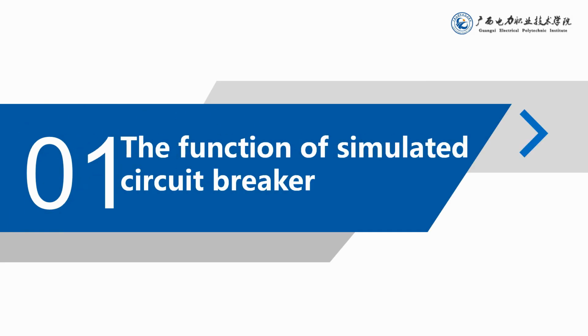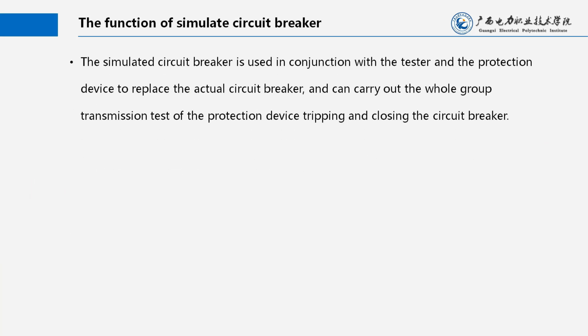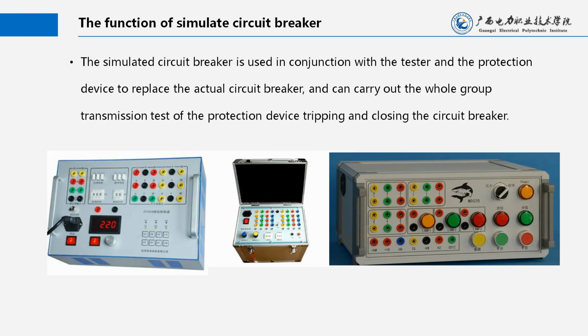1. The function of simulated circuit breaker. The simulated circuit breaker is used in conjunction with the tester and the protection device to replace the actual circuit breaker, and can carry out the whole group transmission test of the protection device tripping and closing the circuit breaker.